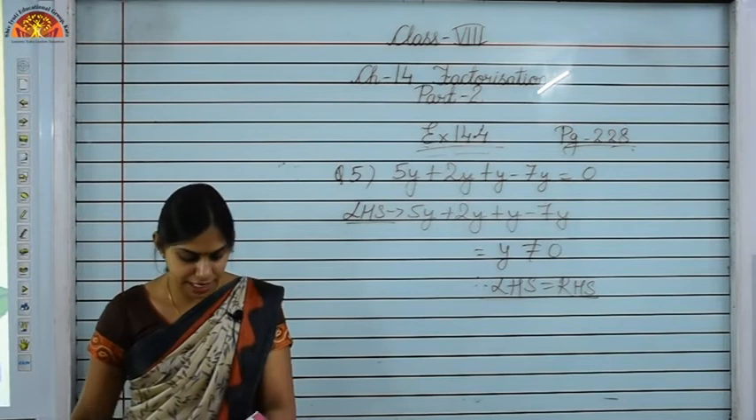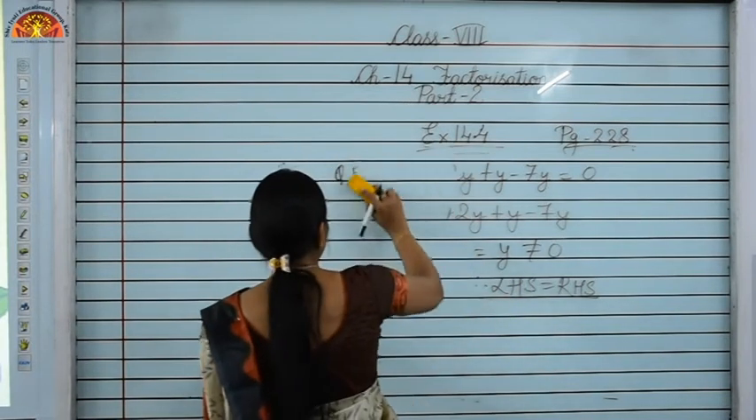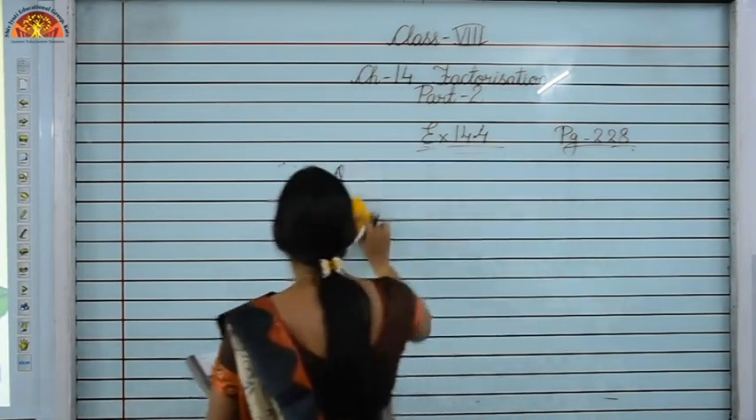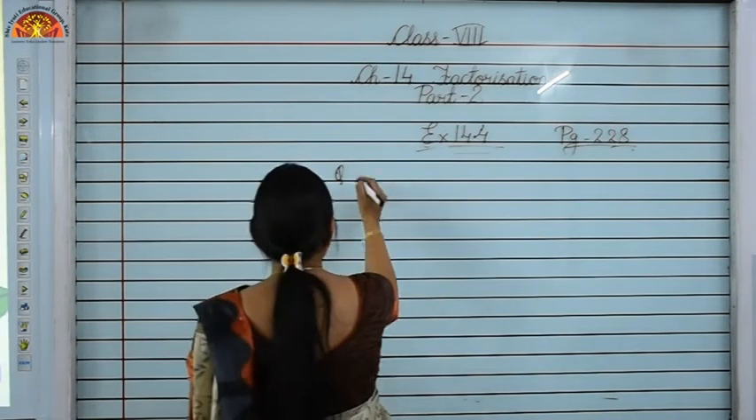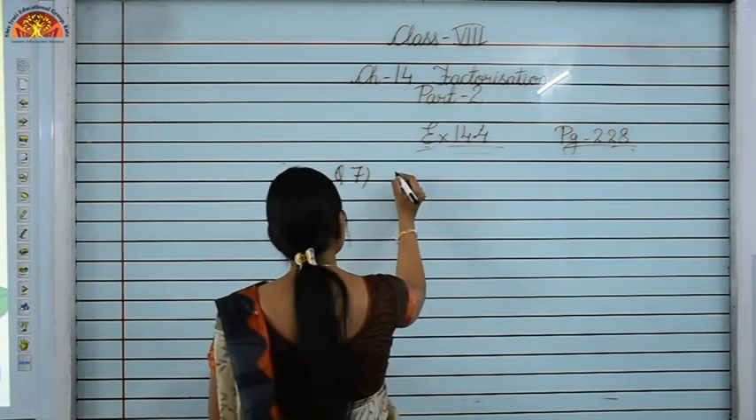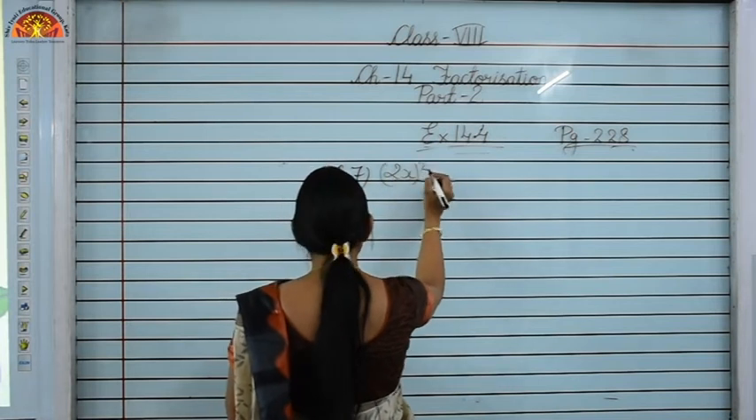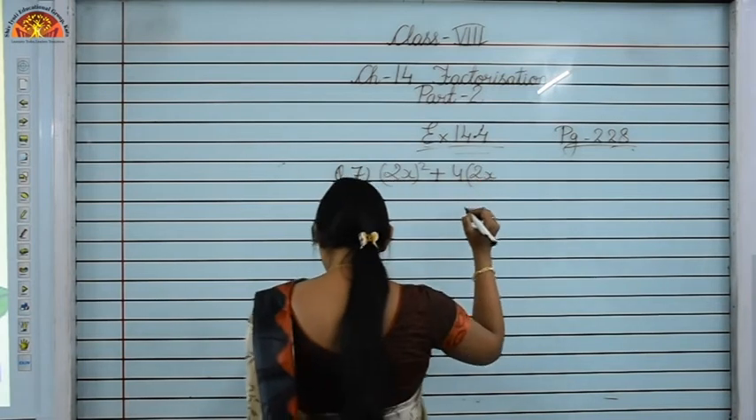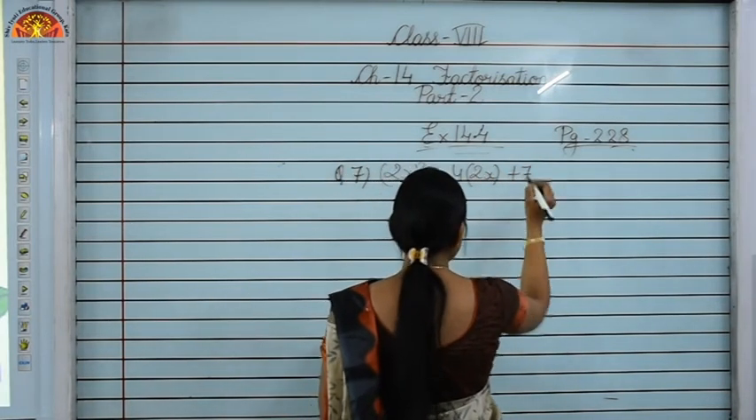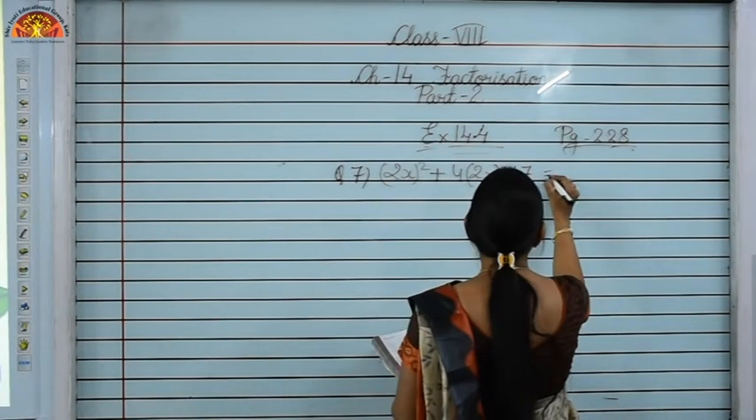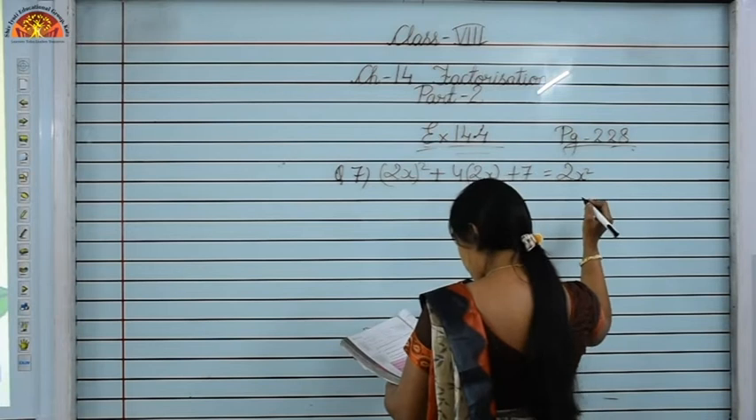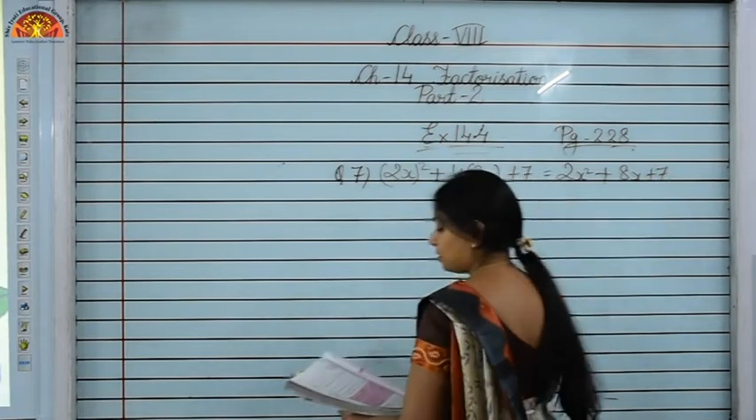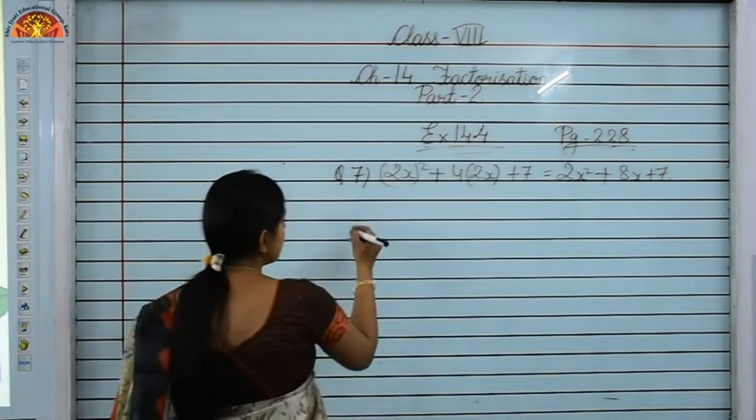Now we'll solve question number 7. I hope you are finding it easy, and all these things you have done in simple equations also, okay? So question number 7 now. It is given (2x) whole square plus 4 into (2x plus 7), which is equal to 2x square plus 8x plus 7. So first of all children, you will solve the left hand side.